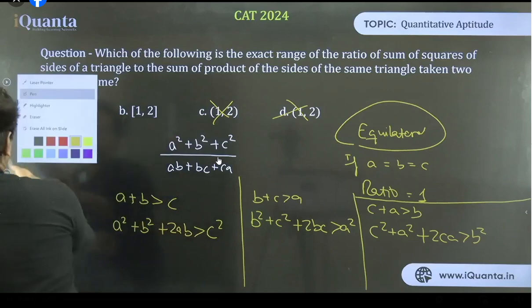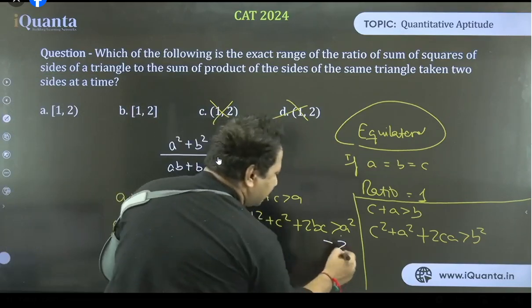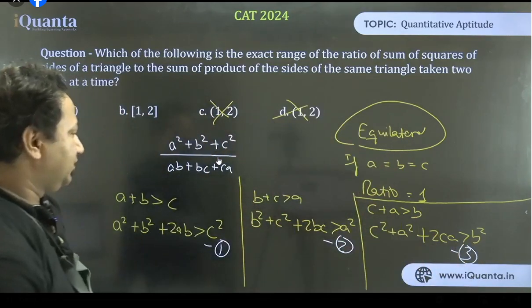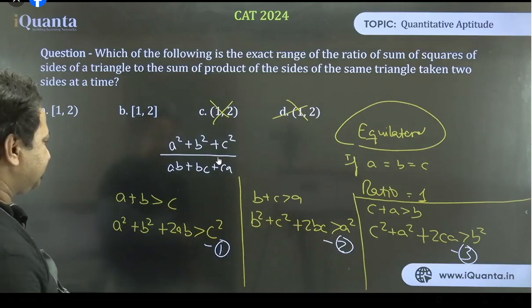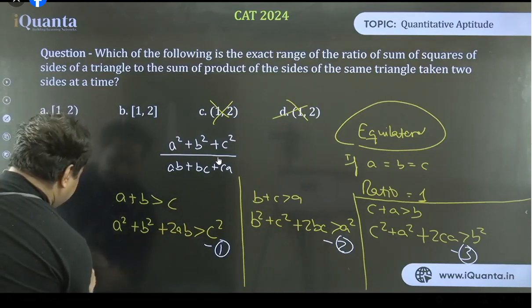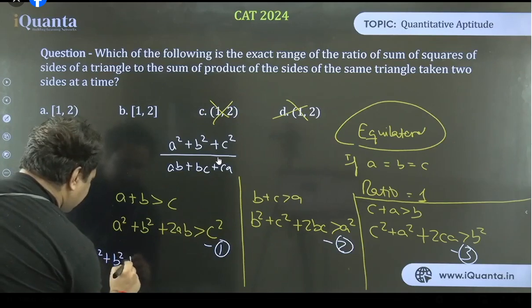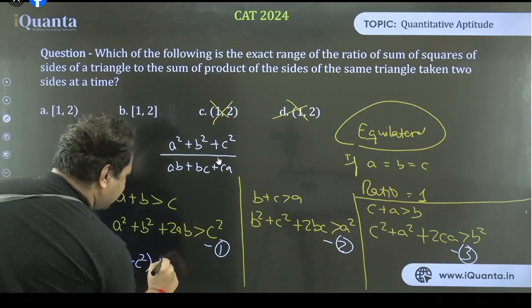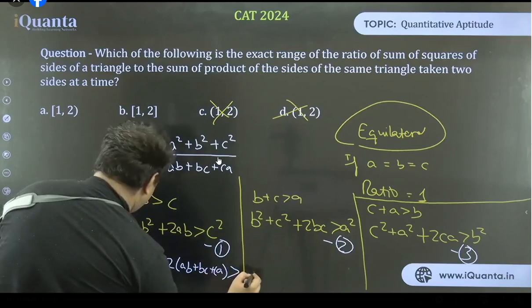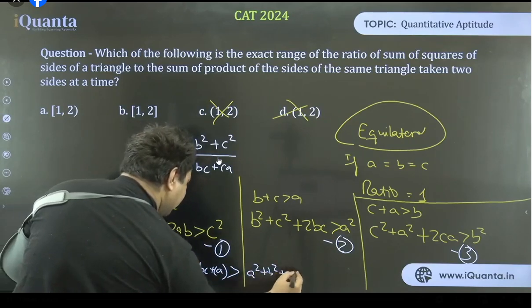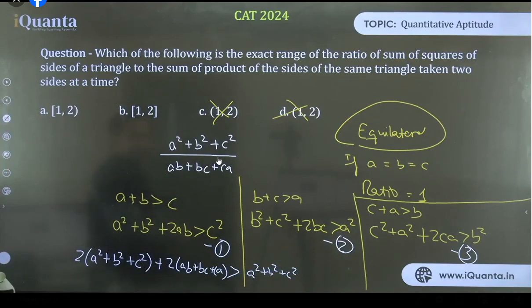So what if I assume this to be first inequality, second inequality, and third inequality, and if I add them all, what do I get? I will get twice of A square plus B square plus C square, am I right? Plus twice of AB plus BC plus CA is greater than A square plus B square plus C square. Ain't it? Am I right?